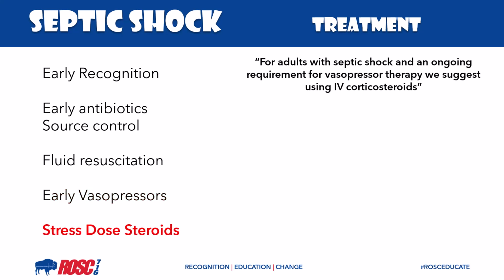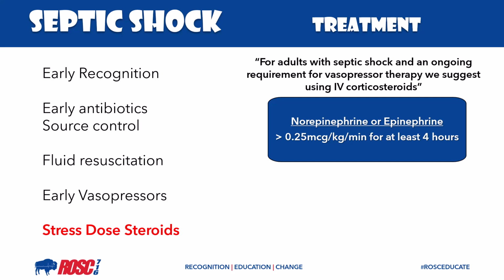Then last but certainly not least is stress dose steroids during septic shock. The guidelines tell us that for adults with septic shock and an ongoing requirement for vasopressor therapy, we suggest IV corticosteroids. So what does that really mean though? So it means that your patient's on norepinephrine or epi at a dose of greater than 0.25 mics per kilo per minute for at least 4 hours.